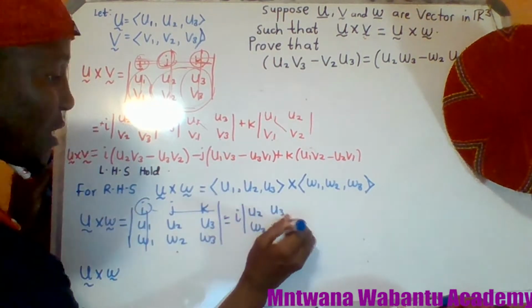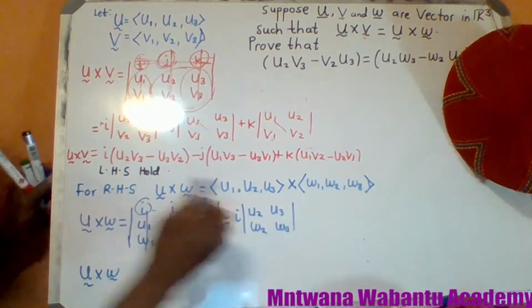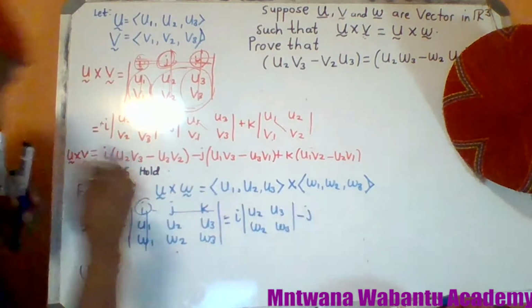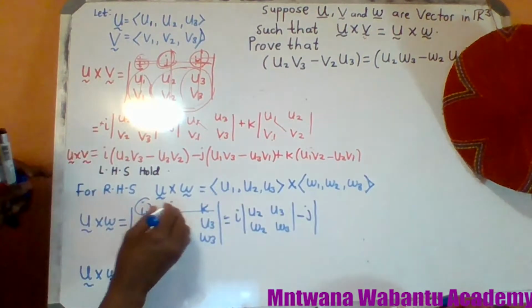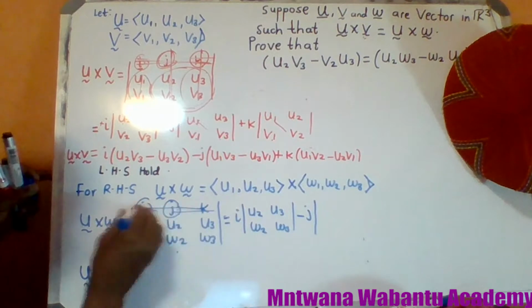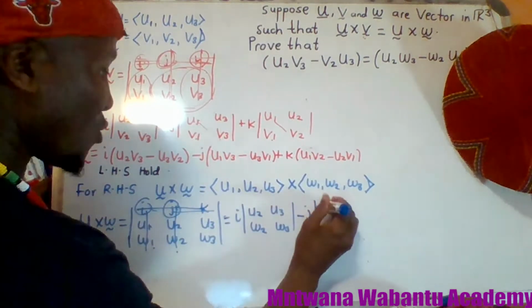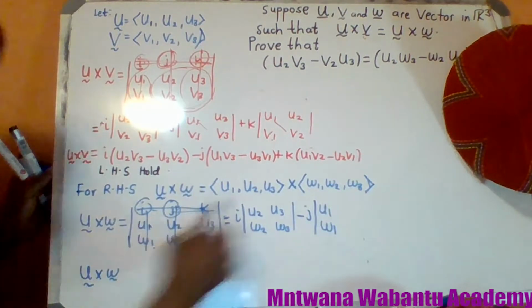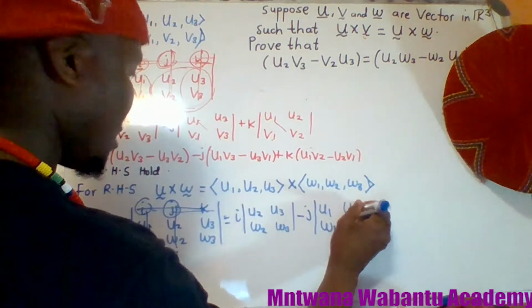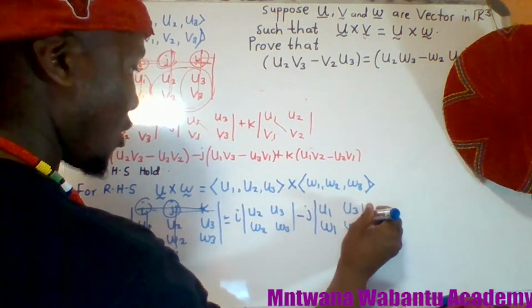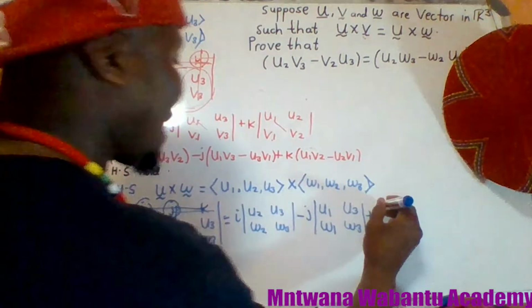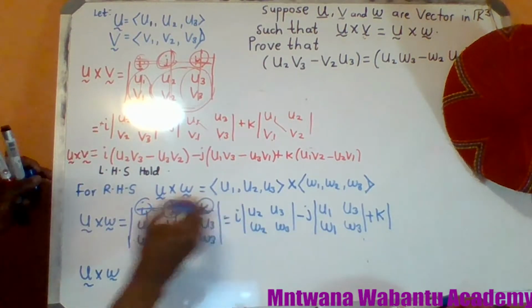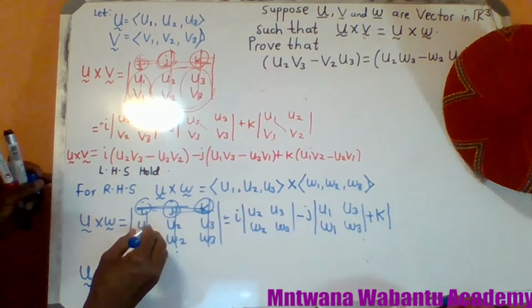You start with I. If you're looking for I, you don't need this, you don't need this. So it's going to be U2 W3 minus U3 W2. Now we go for the next one, J. J is negative, just like I showed before, so it's going to be minus J. If you start for J, you don't need this, you don't need this. So you want W1 and U3, W3.